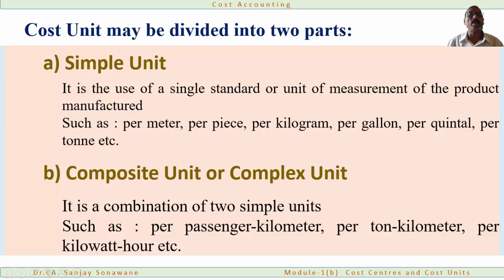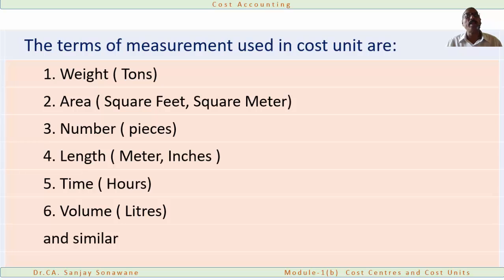So these are the two types, or what we call the parts, of the cost unit. First one is simple unit. Second one is composite unit or complex unit. Now let us see these measures. Now it will be very easy for us to understand.